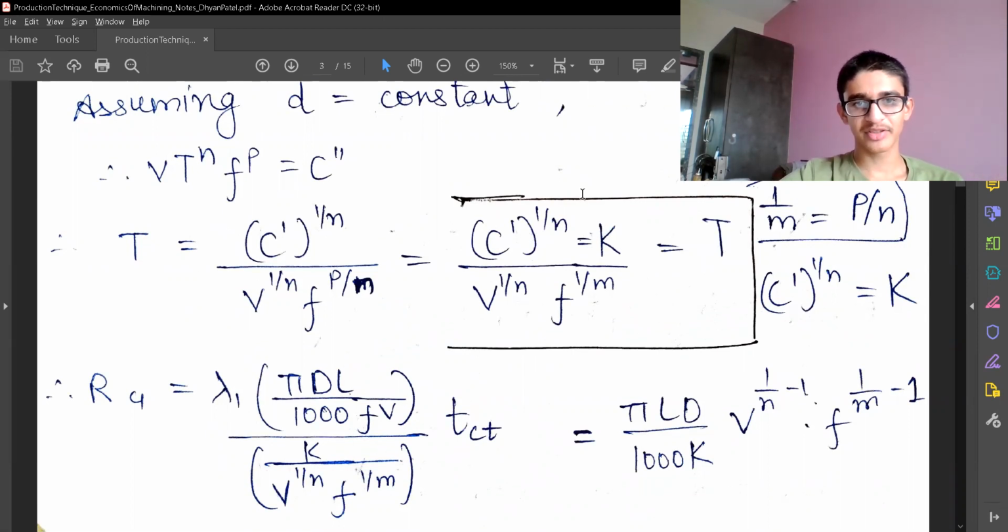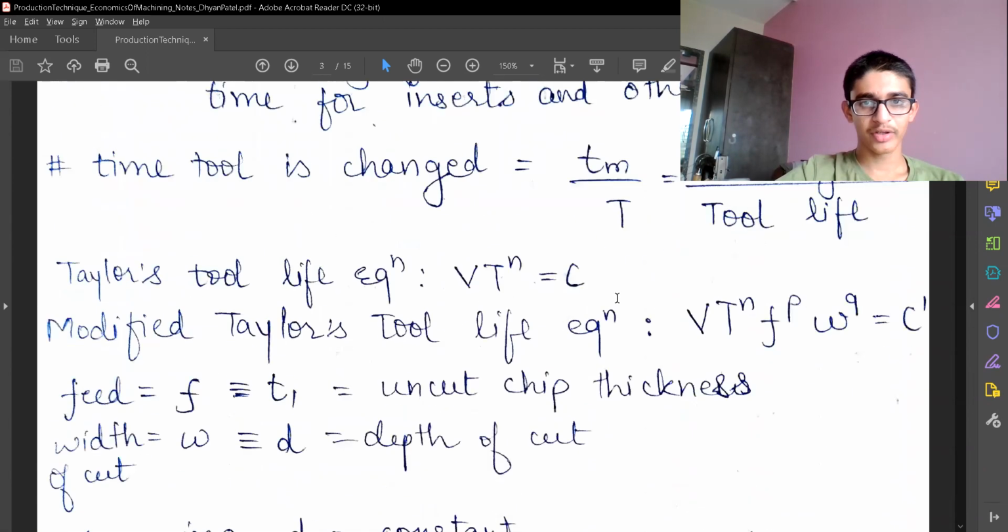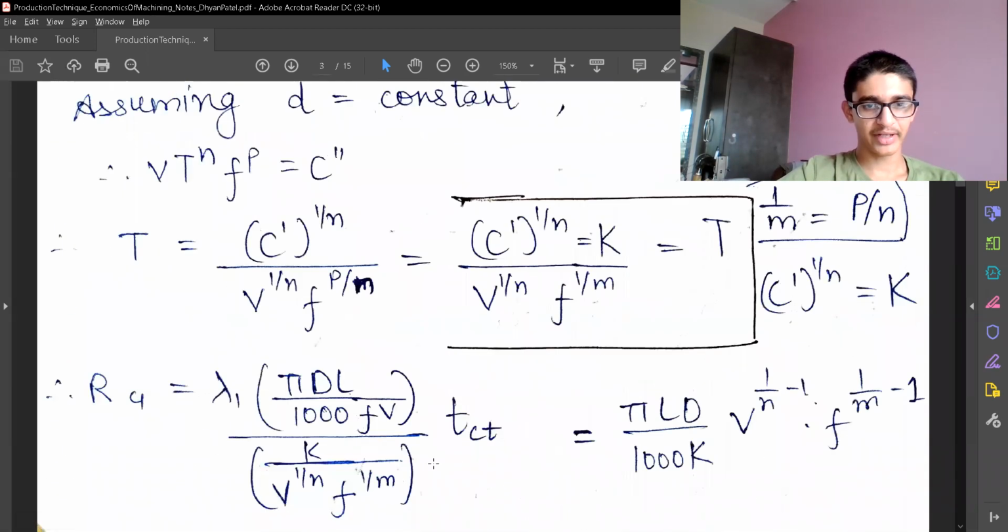C dash is also going to be constant. So constant raised to constant, it's some new constant k. So now I can include that T in my original equation for R4. So this is where I'm going to change.